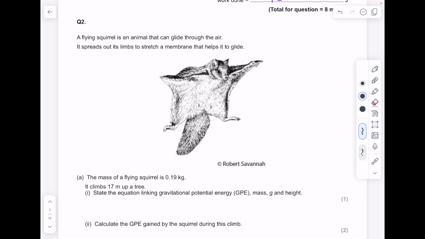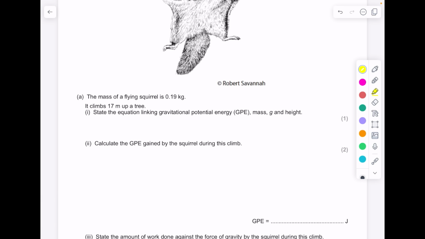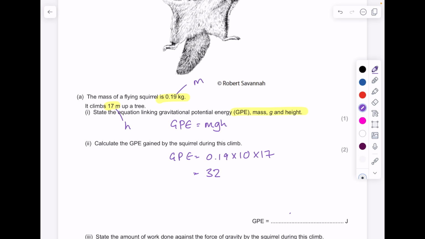A flying squirrel is an animal that can glide through the air. It spreads out its limbs to stretch a membrane that helps it to glide. The mass of the flying squirrel is 0.19 kg. It climbs 17 meters up a tree. State the equation linking GPE, mass, gravity and height. GPE equals mgh. Calculate the GPE gained by the squirrel. So we just do 0.19 times 10 times 17. Our answer is 32 joules.